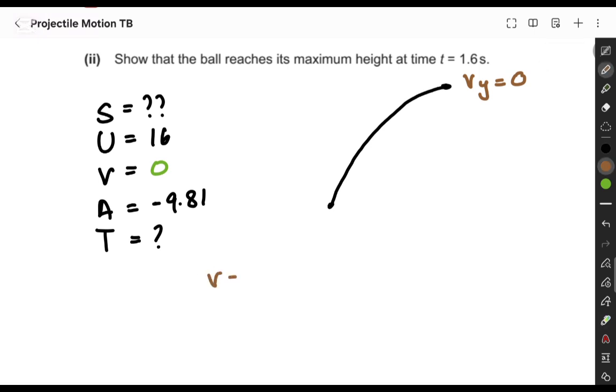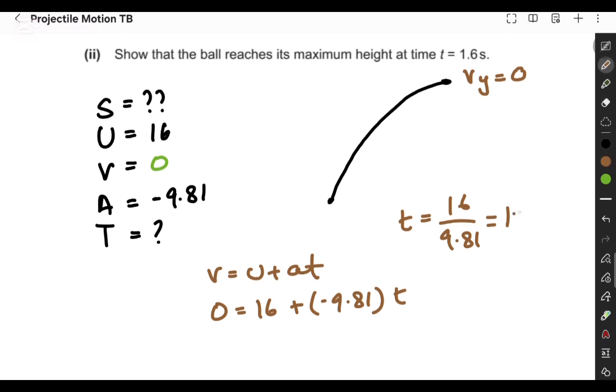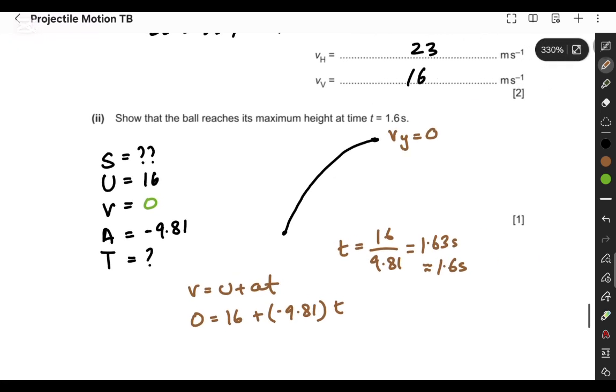That's going to be v equals u plus at. So 0 equals 16 plus minus 9.81 t. So t is going to be equal to 16 over 9.81. And that's giving me 1.63 seconds, which is approximately 1.6 seconds. So that's going to be part 2.